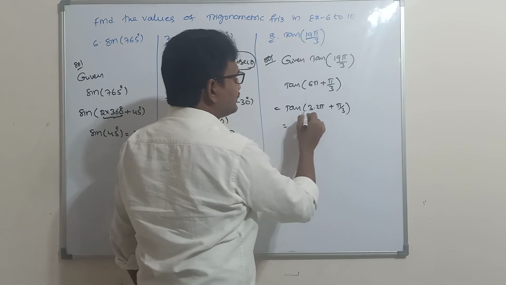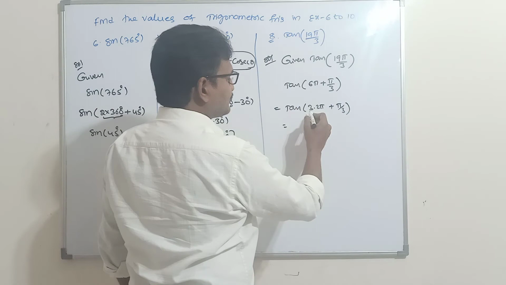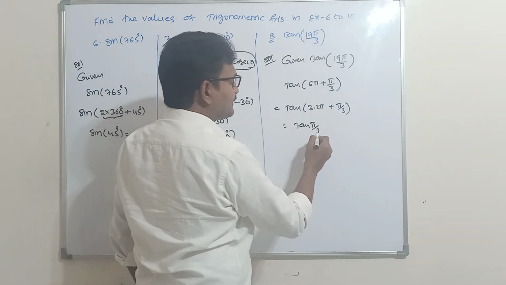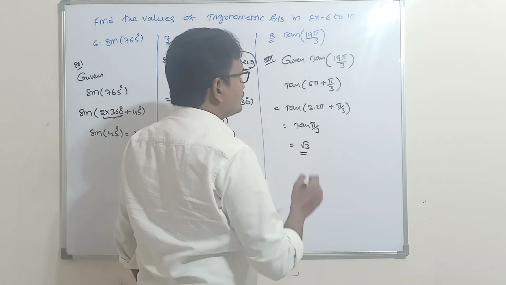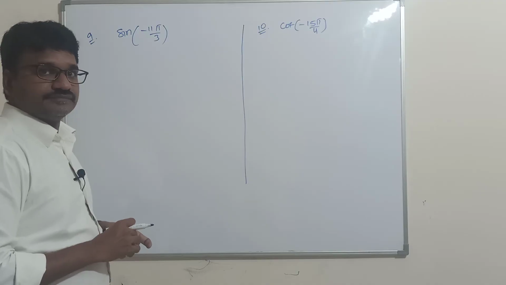So 3 into 2 pi. 2 pi means 360 degrees. 360 degrees is 0. So 3 into 0 is 0. So we can write it as tan of pi by 3. Tan pi by 3 means tan 60. Tan 60 value is root 3. So this is the value of tan of 19 pi by 3.